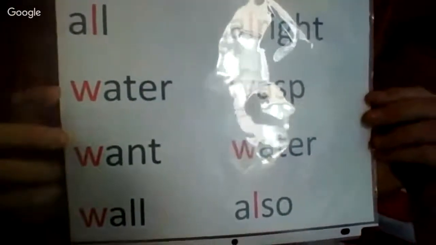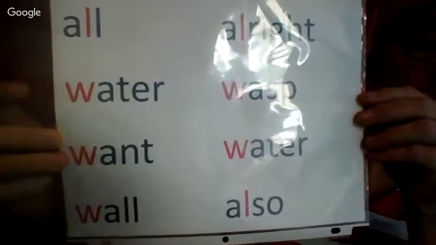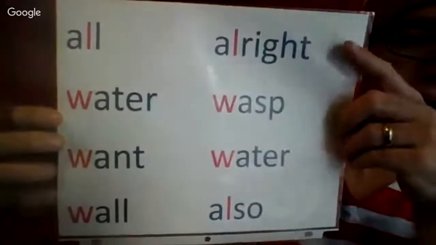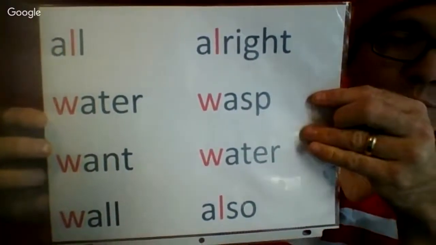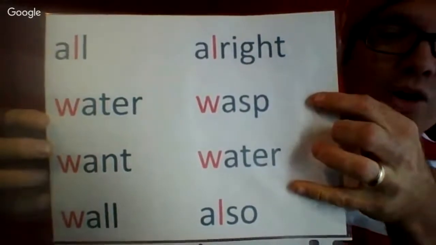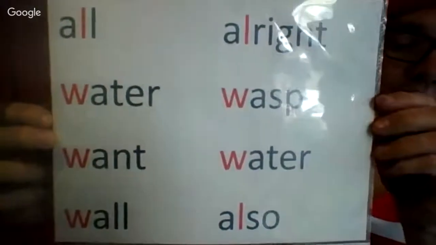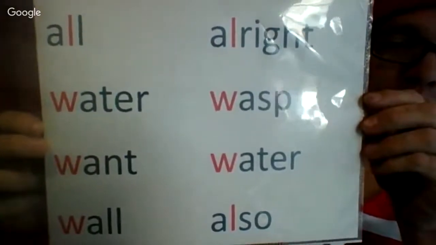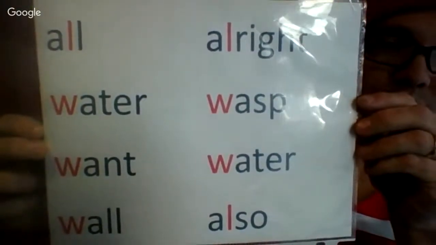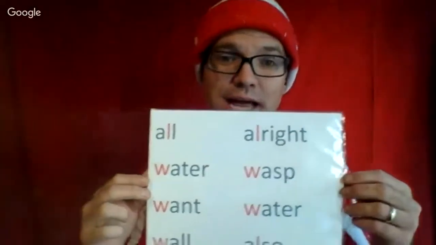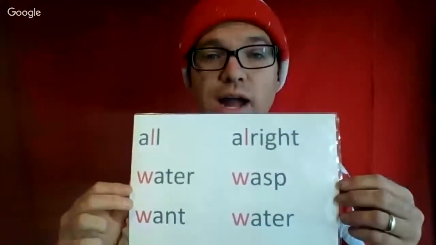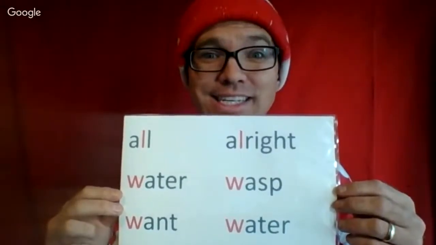All, water, want, wall, all right, wash, water. Oops, there's water twice, isn't there? And also. Look at those words for a minute. Do you notice how the A in all those words is making its third sound? It's going ah. So I'm going to put it closer to the camera, and I want you as a class to see if you can figure out why all of these are making an ah sound. And it's going to lead us to a rule.